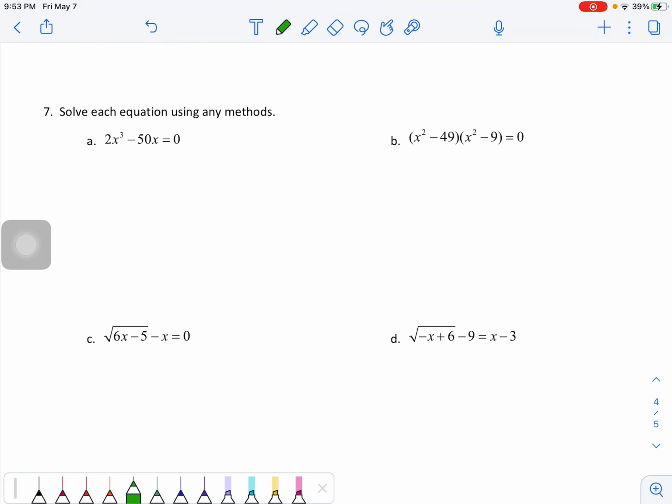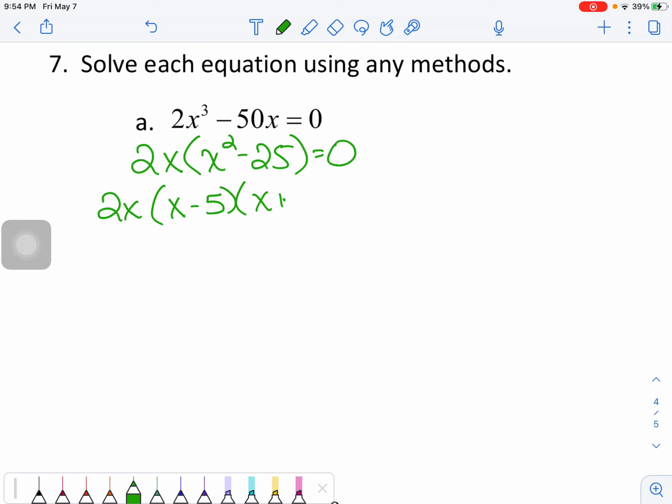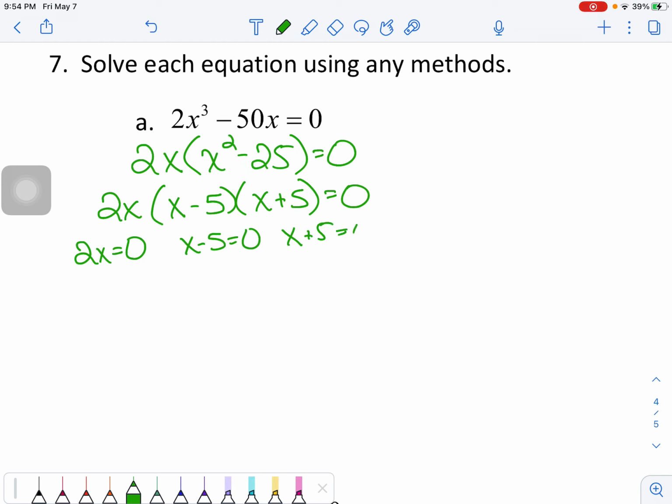All right, solve each equation using any methods. So I'm going to zoom in on part A here. Part A, I am going to solve by factoring. All right, so I am going to factor out a 2 and an x from both terms. So x squared minus 25 is equal to 0. I'm going to further factor x squared minus 25 is x minus 5 and x plus 5. The order on those two does not matter. And now I'm going to take each factor and set it equal to 0. Once I've got the factors equal to 0, I can solve them, and I'll get the answers for x.